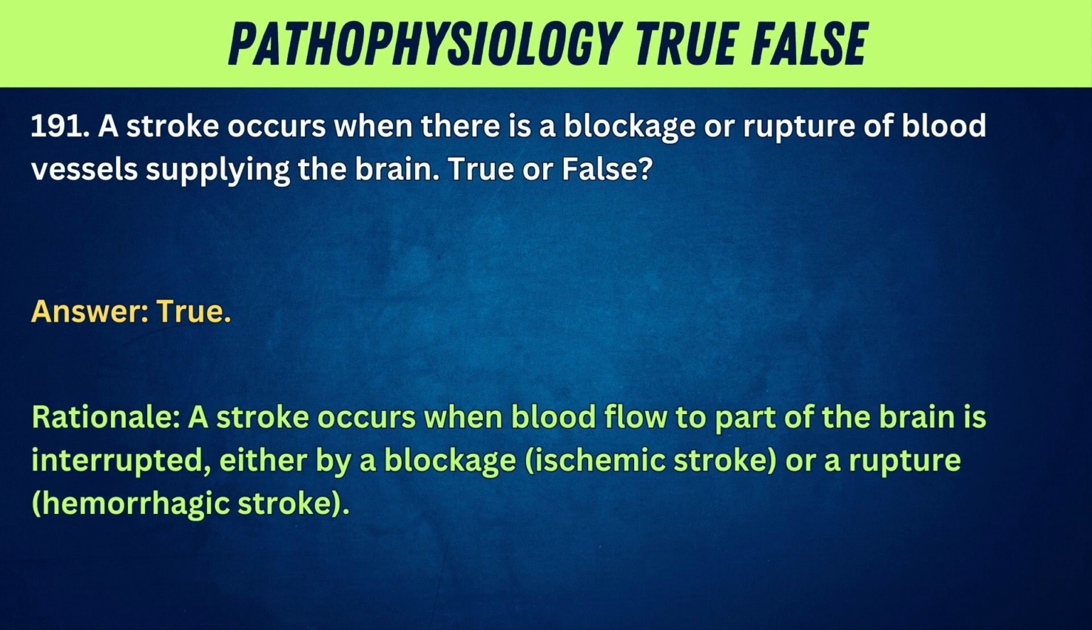191. A stroke occurs when there is a blockage or rupture of blood vessels supplying the brain. True or false? Answer: true. Rationale: a stroke occurs when blood flow to part of the brain is interrupted, either by a blockage, ischemic stroke, or a rupture, hemorrhagic stroke.